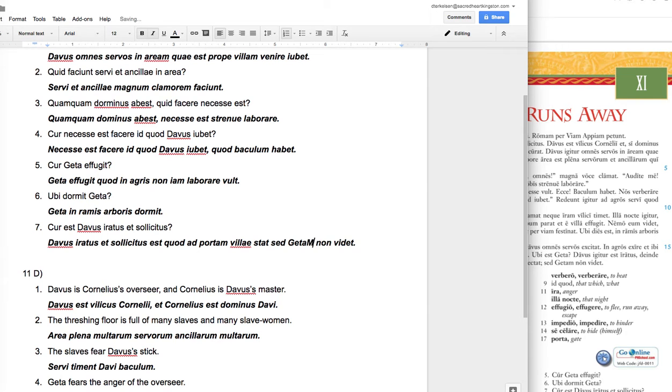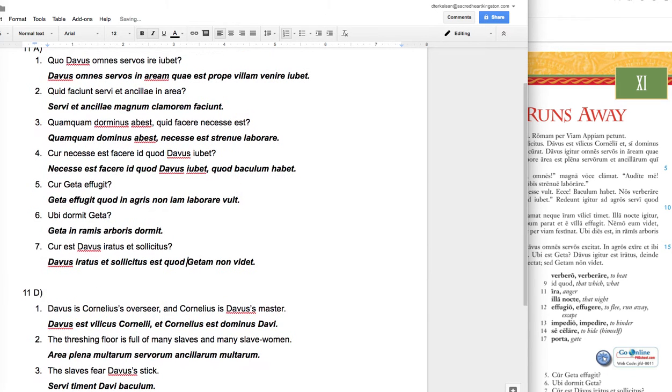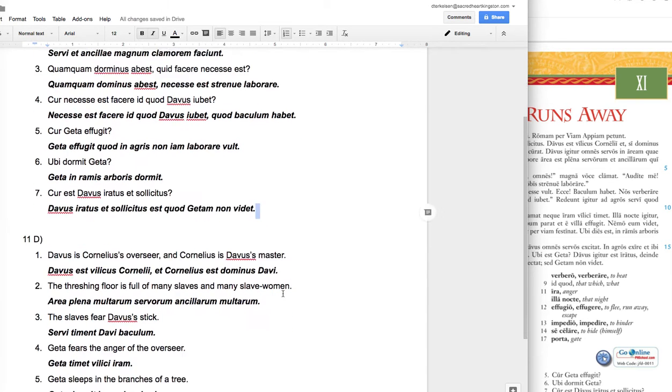Now, we also have a problem here. We want to put an m on there because that is a direct object. I think we could simplify this question just to this. We could simplify the answer, excuse me. Davus is angry and worried because Getam non videt. Because Davus doesn't see Geta. Or if you wanted to change this around maybe a little bit, you could say because Geta escapes. Either way, those are both fine ways to answer that question.